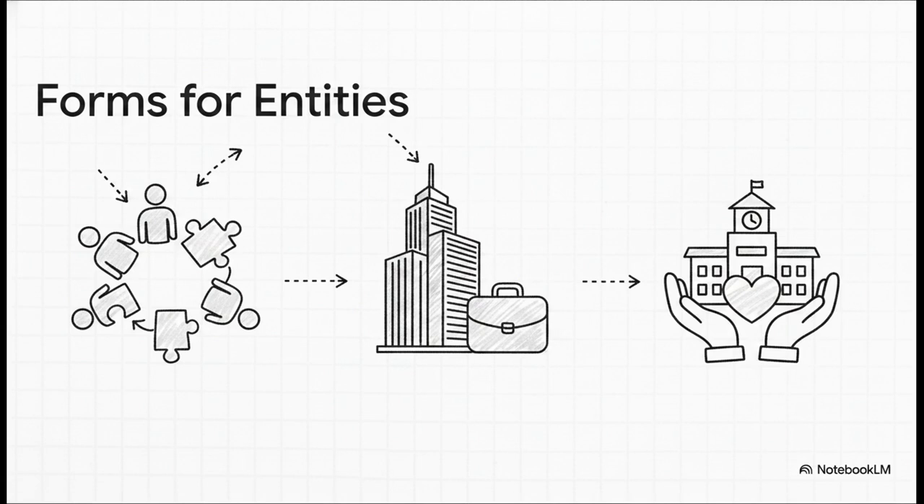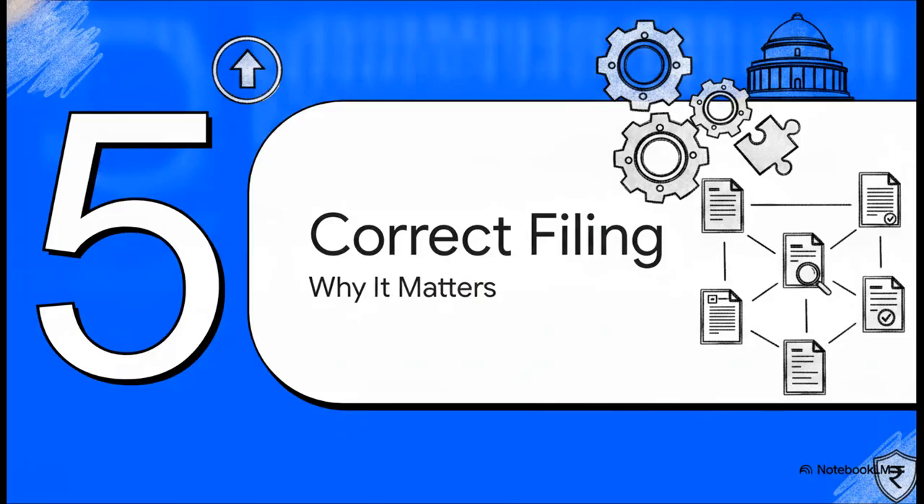And finally, ITR7 operates in a lane completely of its own. It's totally reserved for special exemption cases. So if you're managing a trust, running an NGO, or operating an educational institution like a school or college, ITR7 is the mandatory candidate you have to hire. No exceptions. Which brings us to our final section, Section 5, Why Correct Filing Matters.